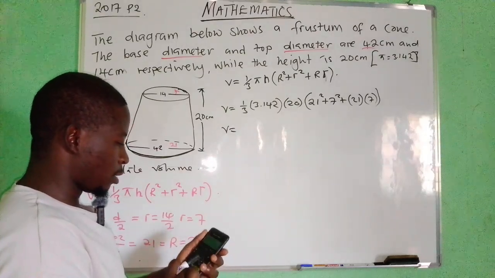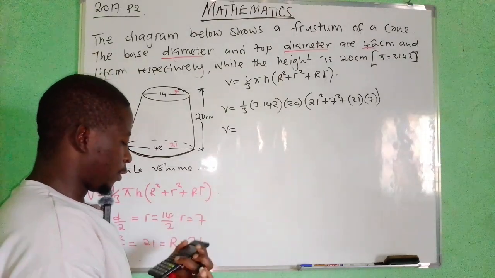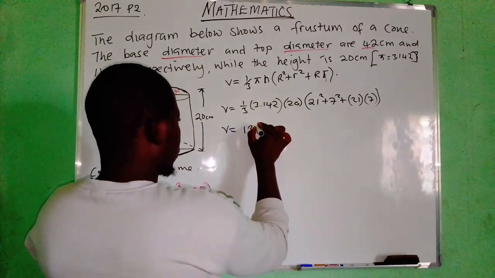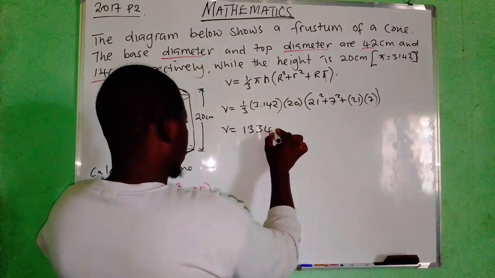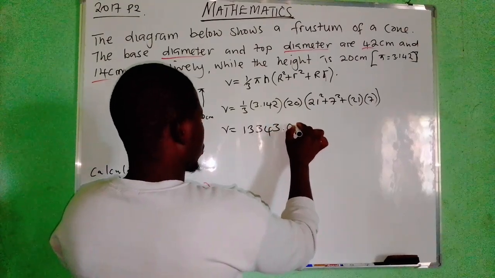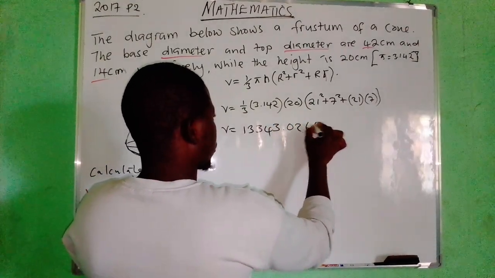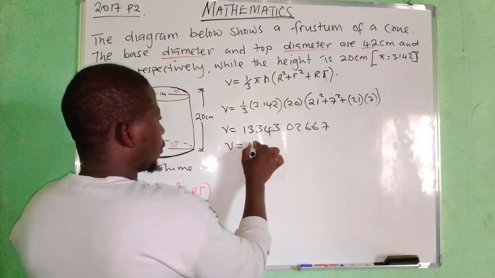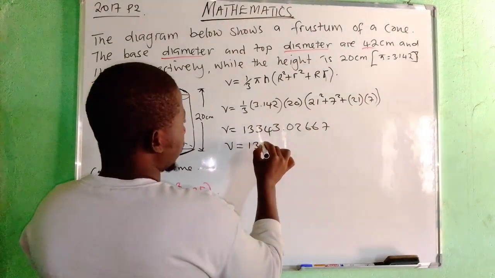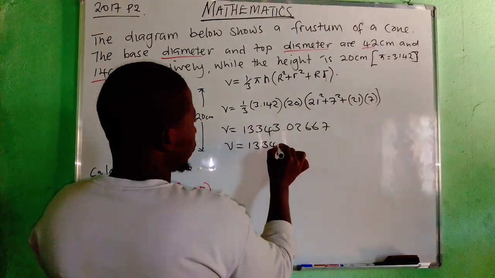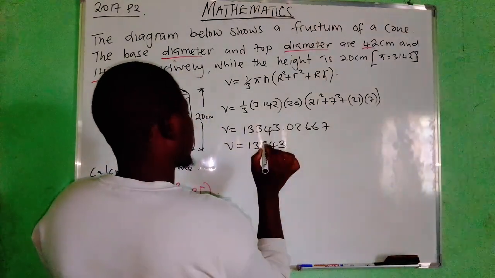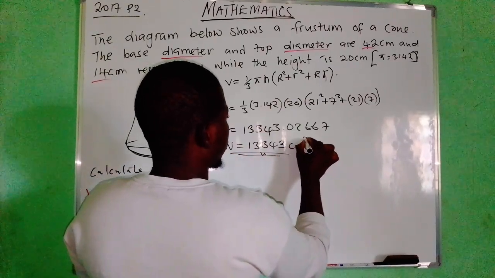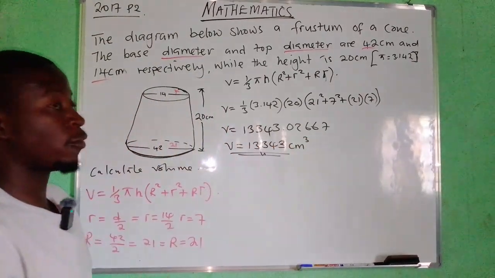which is equivalent to that answer. So the answer is 13334.02667. We can round this off to be the volume is equal to 13,334.3. So we know the volume has to be in cubic units. So this was the volume of the frustum.